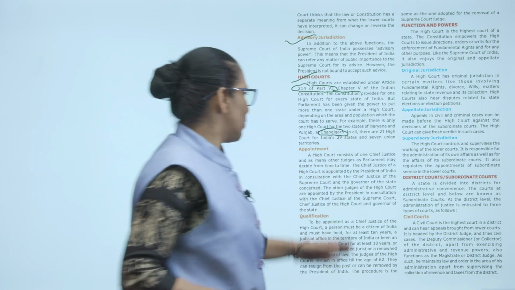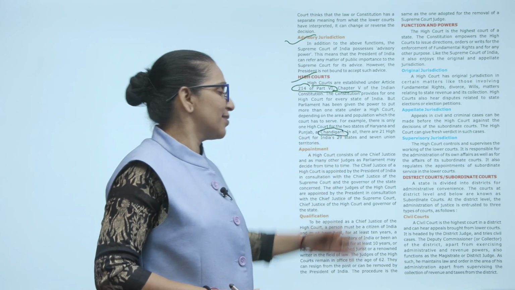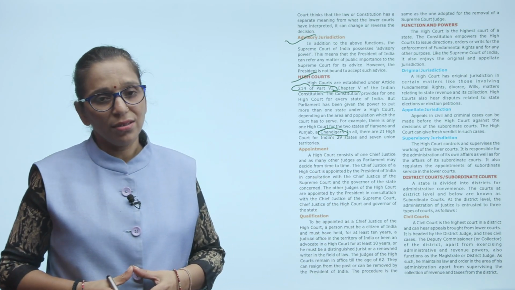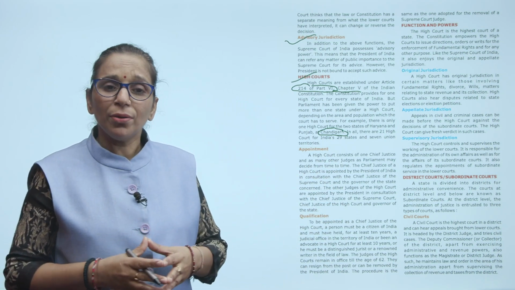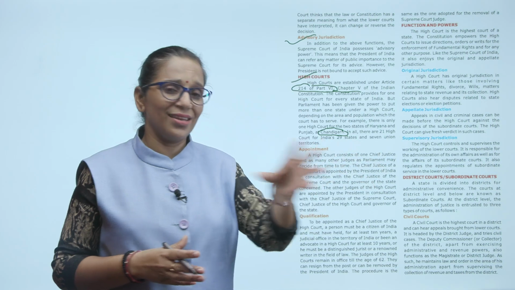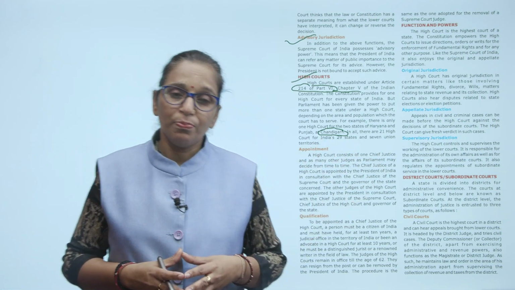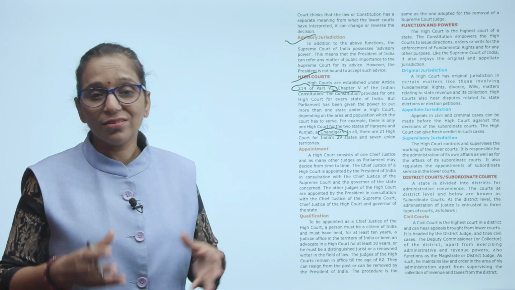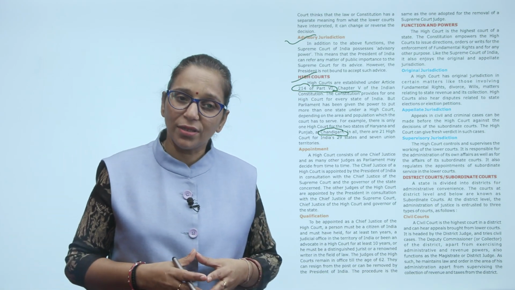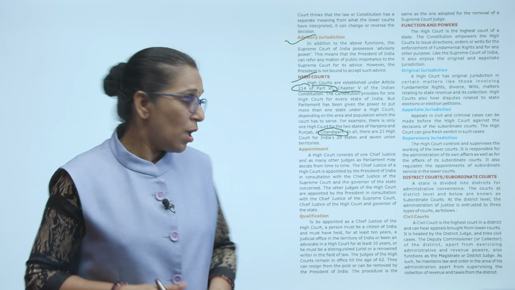In all, there are 21 High Courts, while we have 29 states and 7 union territories. It depends on Parliament also. Sometimes they can say that these states have less population, so we can combine them under one High Court. But otherwise, a larger state with a larger population has its own High Court.